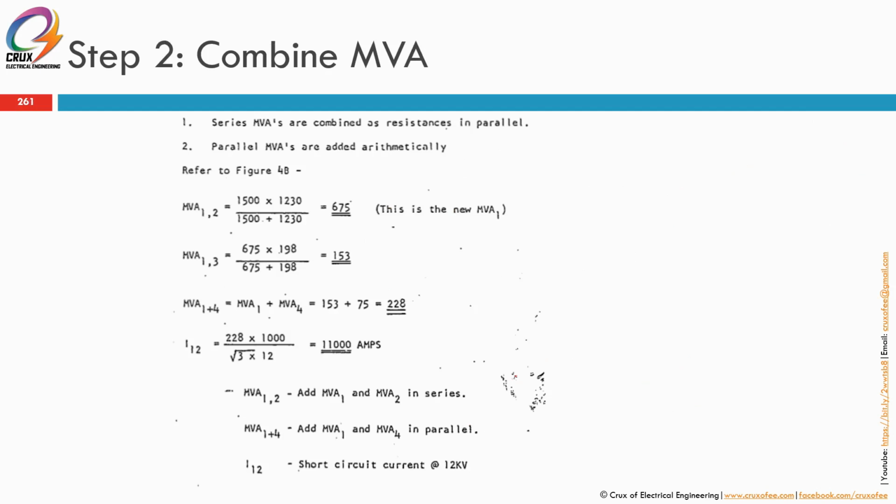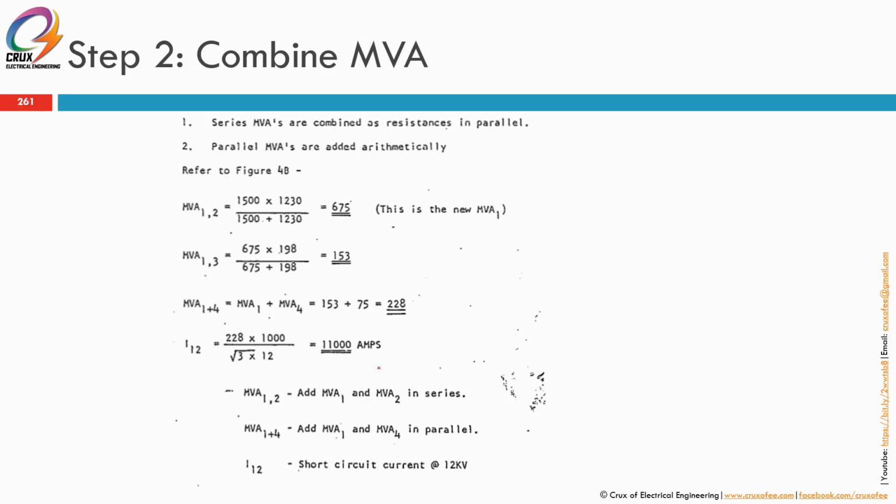So I think I may have gone too early in the previous slide. Once you've converted all the MVA, you must combine the MVA. Series MVA combines like resistors in parallel. For parallel MVA, you just add them up. Okay, so these are the cases. Then you will get MVA 1213, then 153 equals 228. So this is the final MVA at this fault point. So 228, you just times 1000 divided by square root 3 times 12, which is the voltage of the bus bar. So you get 11 kA or 11,000 amps.